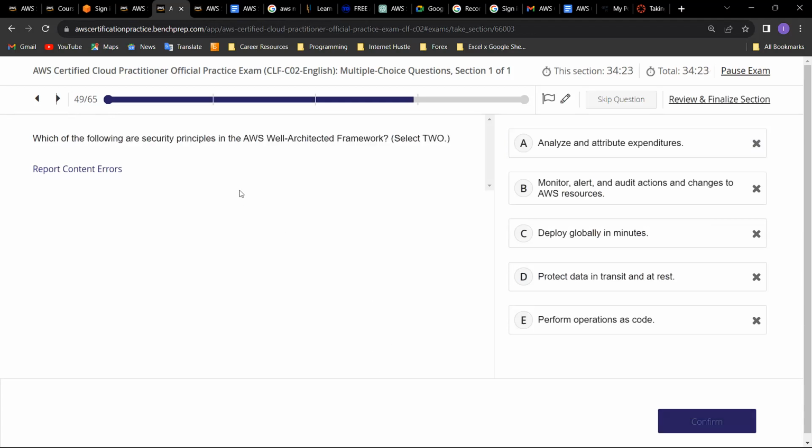Which of the following are security principles in the AWS Well-Architected Framework? Select two. Security principles. Select two. BD. BD.